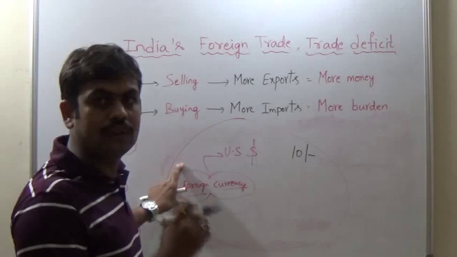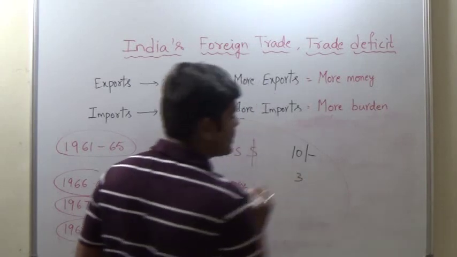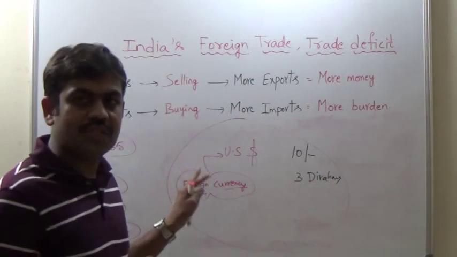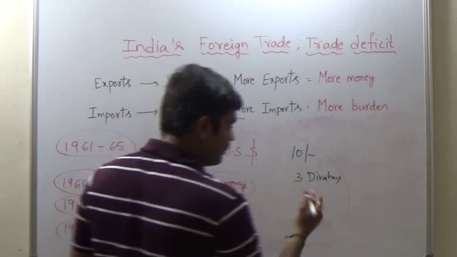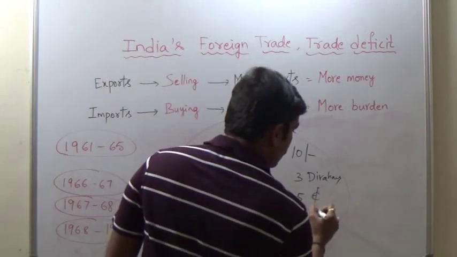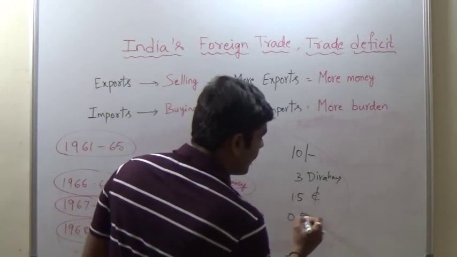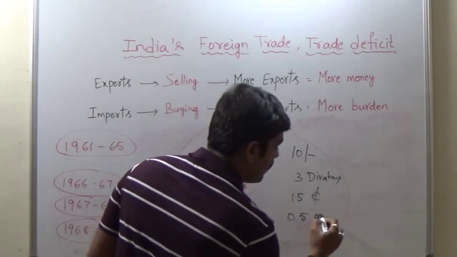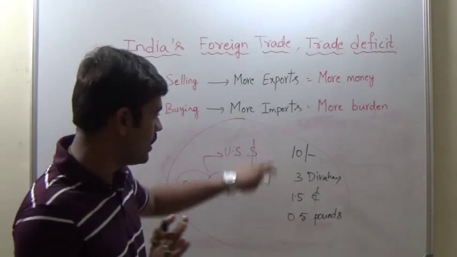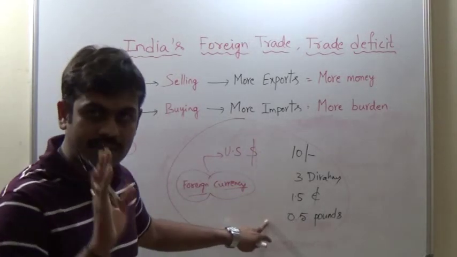And let us say something around dirhams. So 1 US dollar is equal to something around 3 dirhams. And 1 US dollar is equal to something around 1.5 euros. And 1 US dollar is equal to 0.5 pounds. All these are examples. I didn't mean these are the actual values. Remember, all these are just examples. These statistics didn't mean the actual values during 73 and 74.